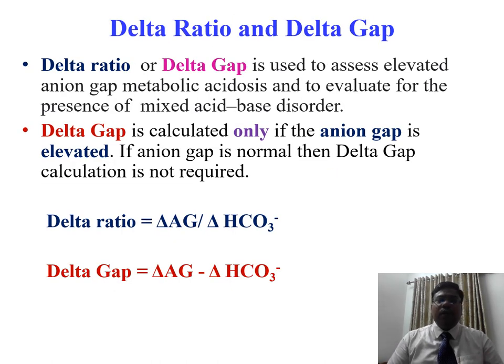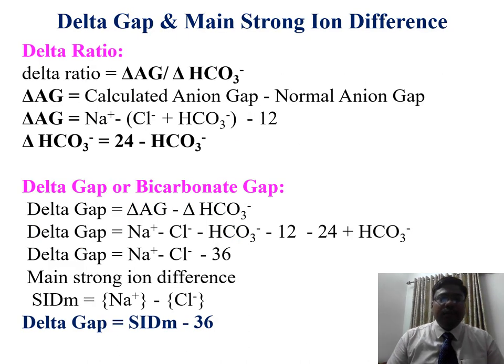Delta ratio or delta gap is used to assess elevated anion gap metabolic acidosis and evaluate for the presence of mixed acid-base disorder. Delta gap is calculated only if the anion gap is elevated. If anion gap is normal, then delta gap calculation is not required. Delta ratio is equal to delta anion gap divided by delta bicarbonate, or delta gap is equal to delta anion gap minus delta bicarbonate. So delta anion gap is equal to calculated anion gap minus normal anion gap.